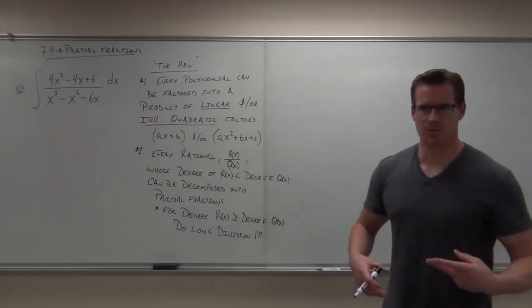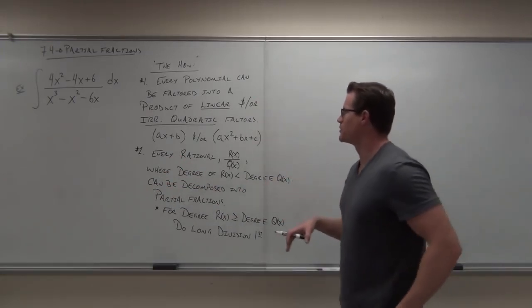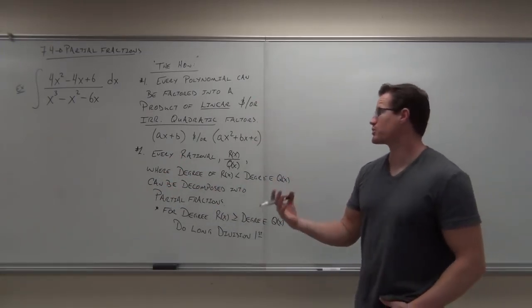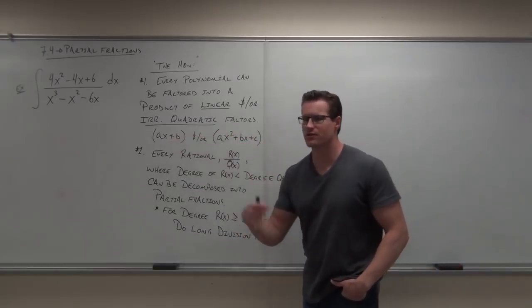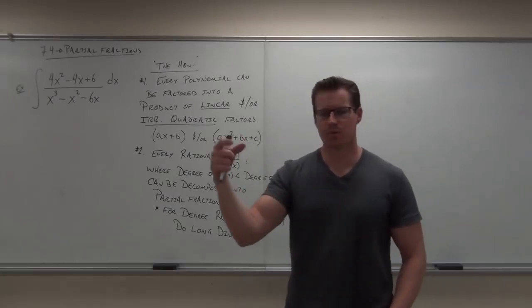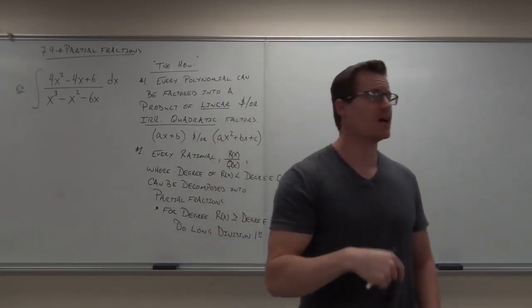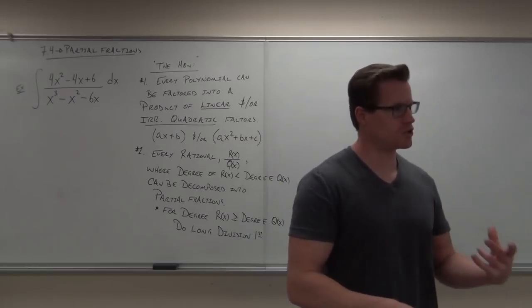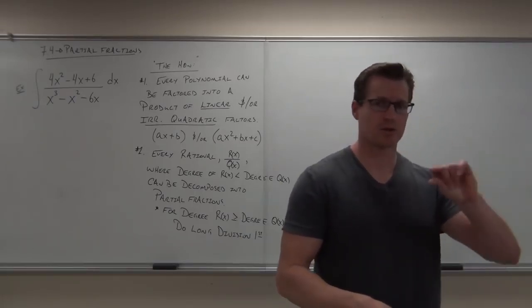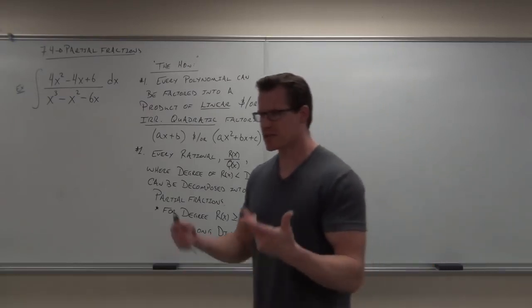These are two theorems that are proved in mathematics. Every polynomial can be factored into a product of linear and or irreducible quadratic factors. That's these and or these. Every rational where the degree of r is less than the degree of q, the numerator is less than the degree of the denominator, you can reduce that to partial fractions. If you don't have that, you do long division, which brings your degree down, then you do partial fractions. That's the whole deal.